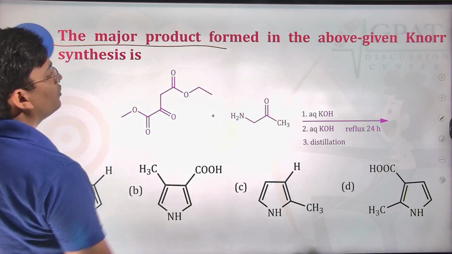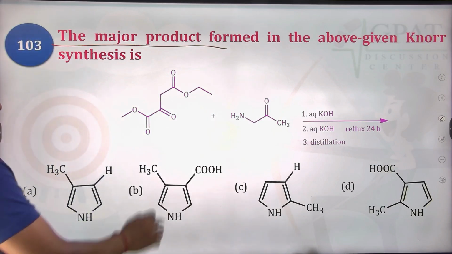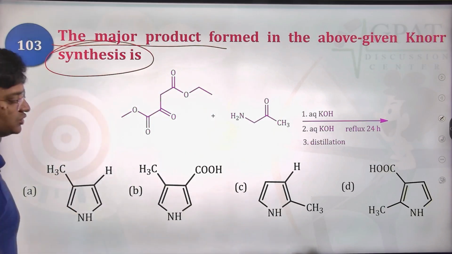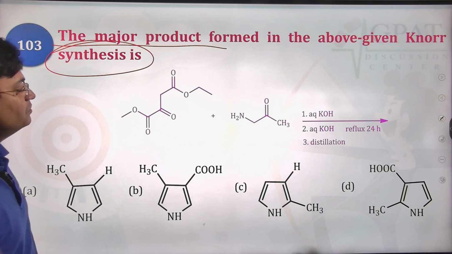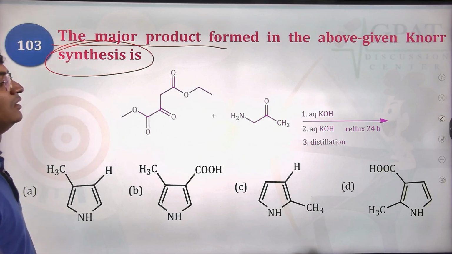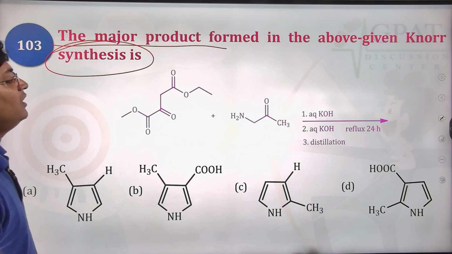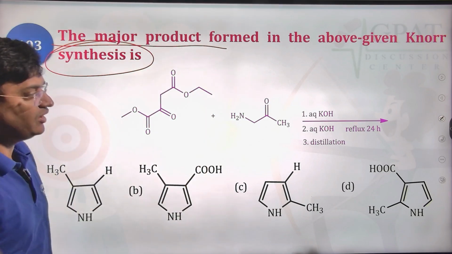The major product formed in the above given reaction, that is Paal-Knorr synthesis. So for the formation of pyrrole, this Paal-Knorr synthesis uses diketo compounds when reacted with an alpha amino ketone or alpha amino carbonyl compound.